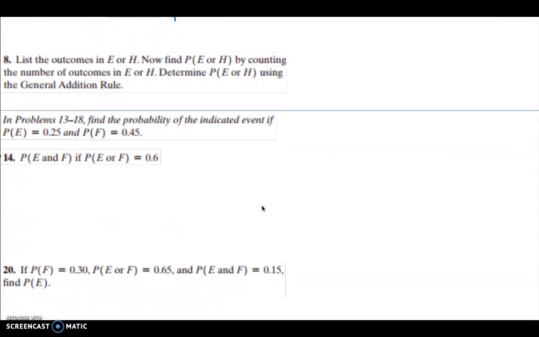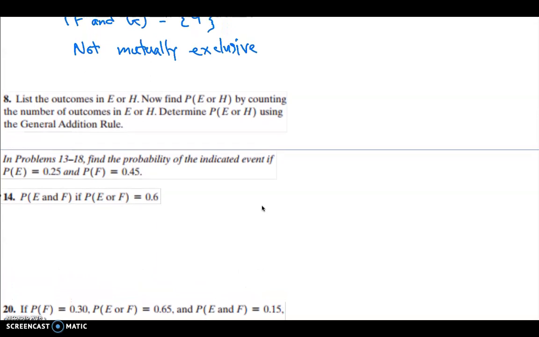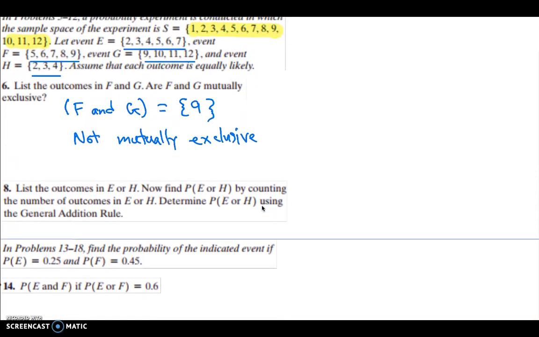Then we want to list all of the outcomes in E or H on number 8.